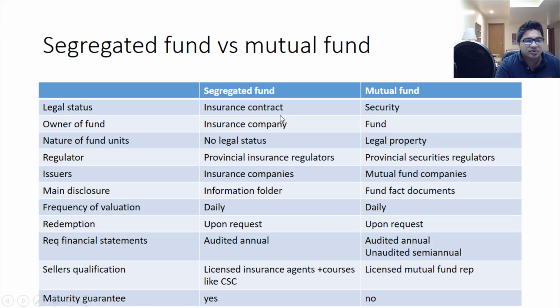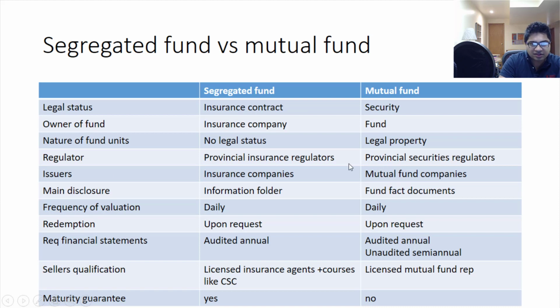Now a comparison between a segregated fund and a mutual fund. Legal status: it is an insurance contract. Mutual fund, it is a security. Owner of the fund: it's the insurance company. In a mutual fund, the fund owns it, so indirectly when you buy it, you own it. Nature of fund units: there is no legal status in a segregated fund, and in a mutual fund, it's legal property. Regulator: it is the provincial insurance regulator.